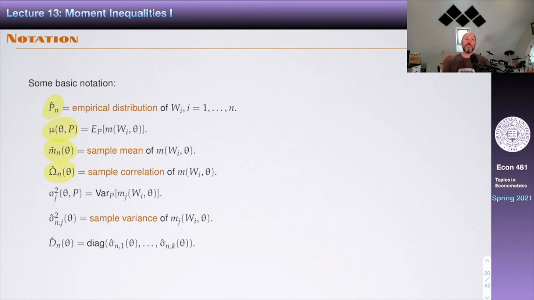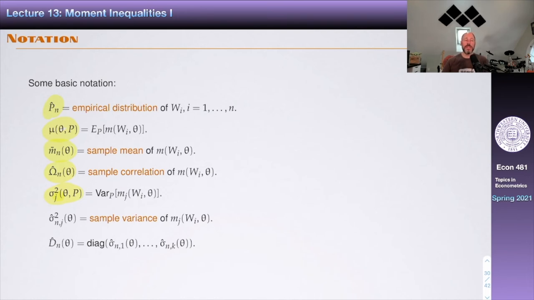So this is a correlation matrix, a matrix with ones on the diagonal and correlations off the diagonal. Okay, and we're going to be using this omega business. Then we're going to have the variance of each of these moments, sigma squared j of theta, P, and j here indexes each of these moment functions.